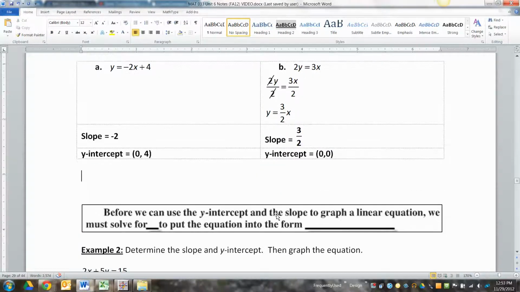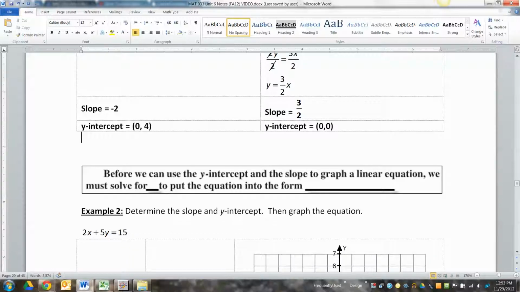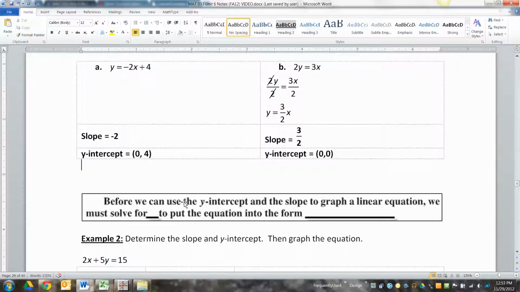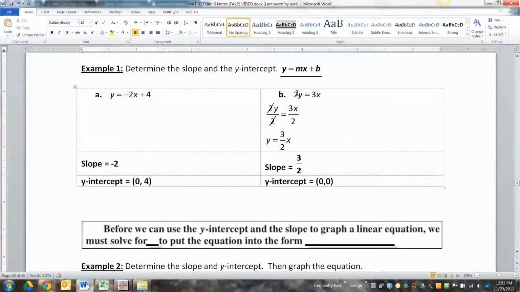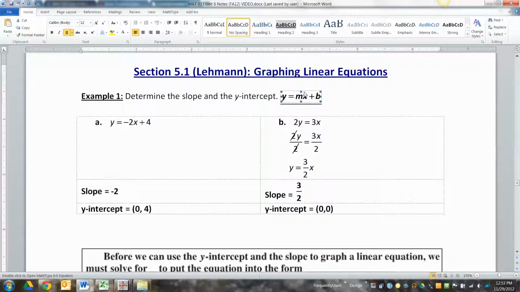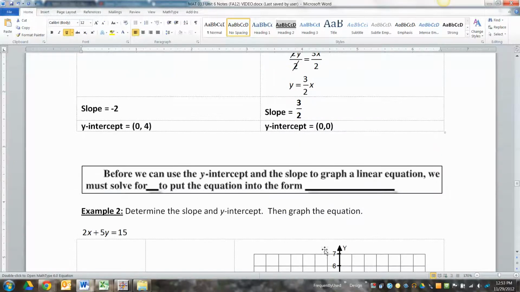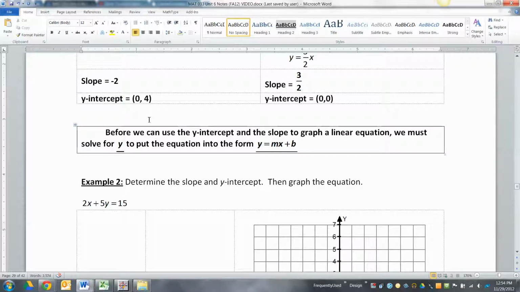Lovely. So now before we use the slope and the y-intercept to graph a linear equation, we have to first do what we just did in this problem right here, right? We have to solve for y and put the equation in the form y equals mx plus b, right? We want y equals mx plus b, right? That is our goal. Poof, there it is. I wrote it in.